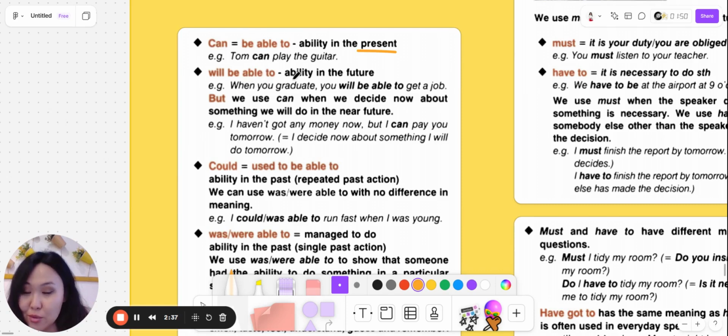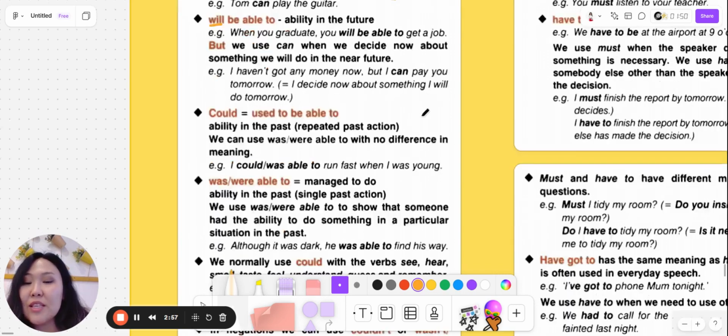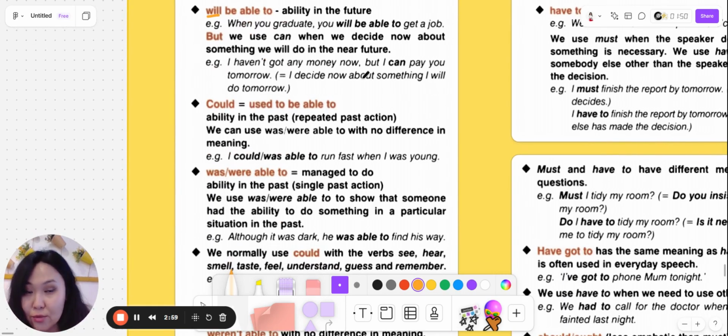Will be able to is ability in the future. What did we change? We just added will, the auxiliary verb of future simple. When you graduate, you will be able to get a job. Future. But we can use can when we decide now about something we will do in the near future. So we can use can too for future actions, but if it was decided at the moment of speaking. I haven't got any money now, but I can pay you tomorrow. So I decide now about something. I will do it tomorrow.